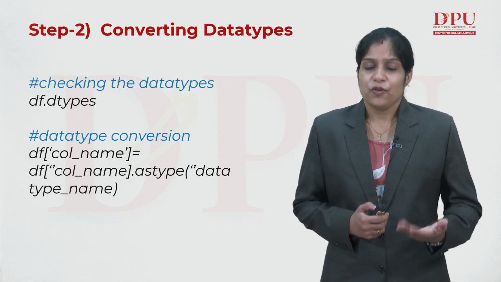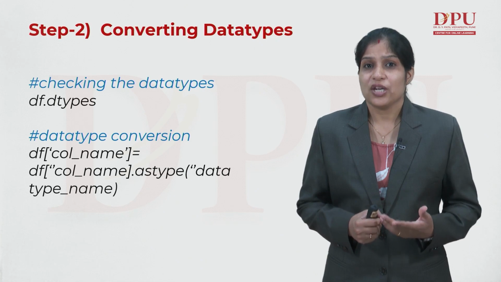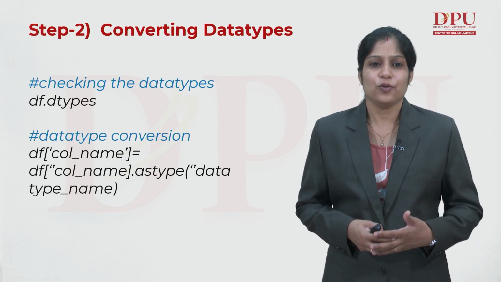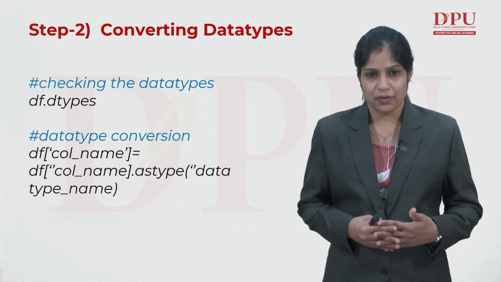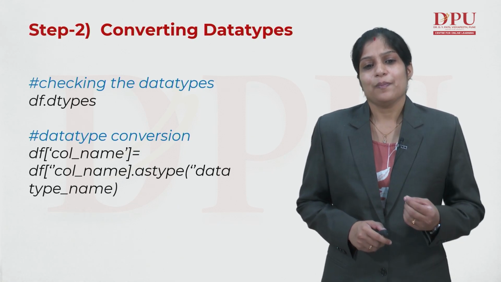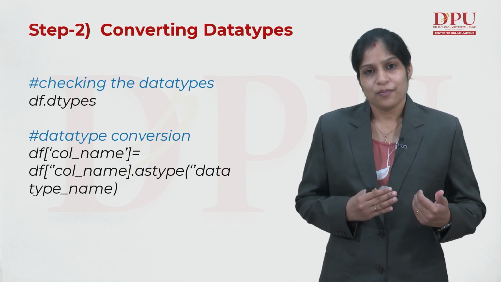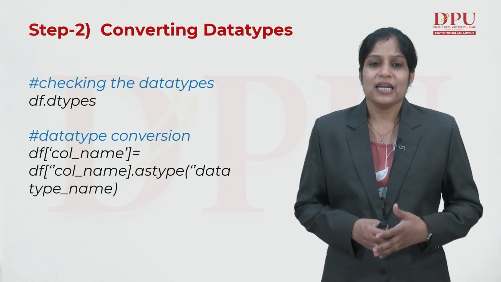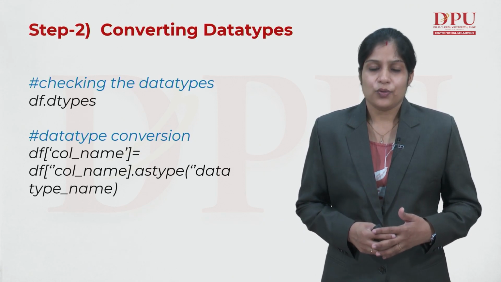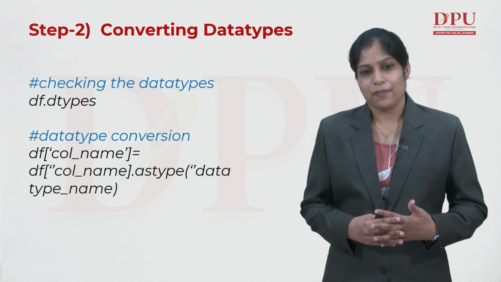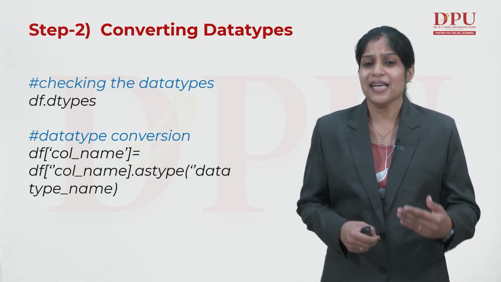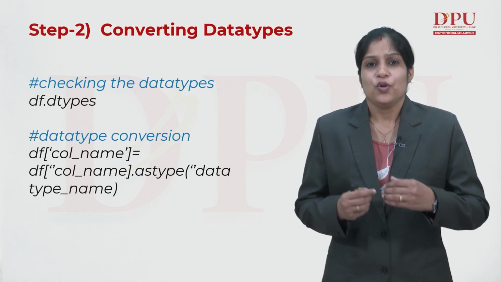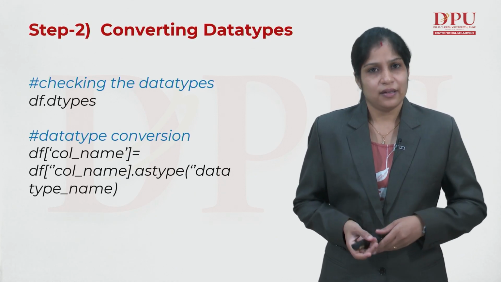Before converting data types, we have to check what data types our data set has. For that, we use df.dtypes. Next is data type conversion. To convert a specific data type into another, we use df[column name] equal to df[column name].astype(data type name). astype is the method in Python which allows the user to convert one data type into another.